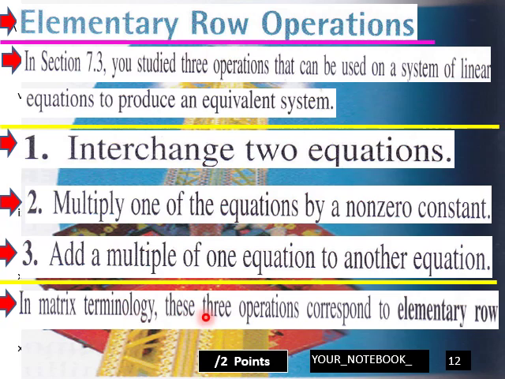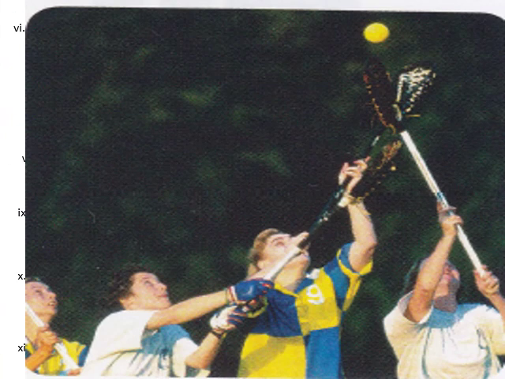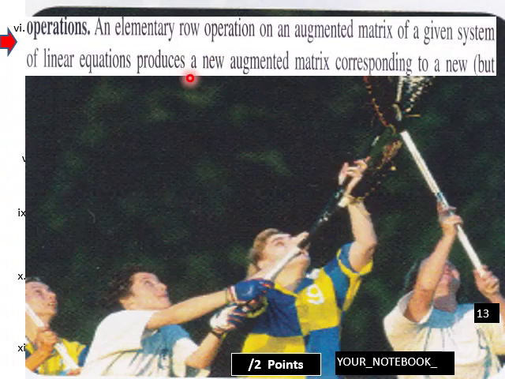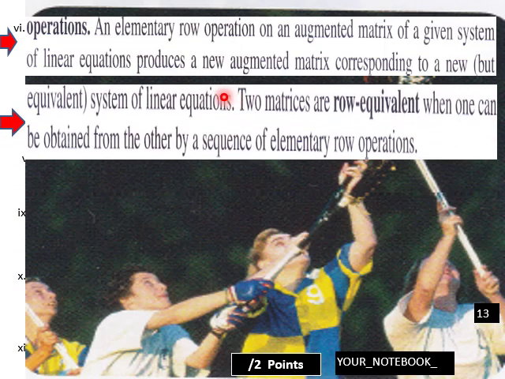In matrix terminology, these are 3 operations. Okay, so moving on from that, from row operations, an elementary row operation on an augmented matrix of a given system of linear equations produces a new augmented matrix corresponding to a new but equivalent system of linear equations. 2 matrices are row equivalent when one can be obtained from the other by a sequence of elementary row operations.